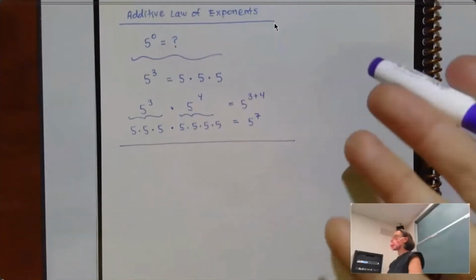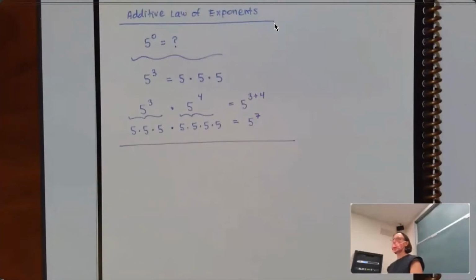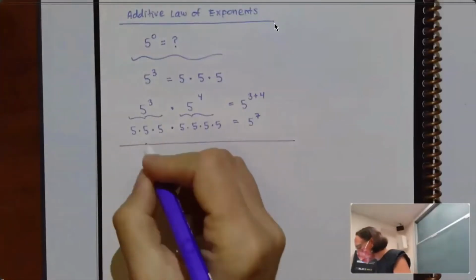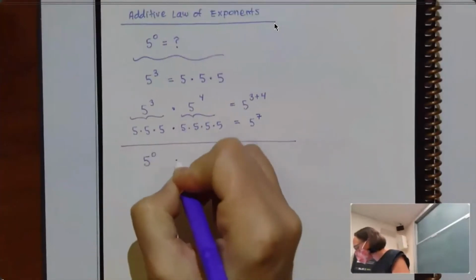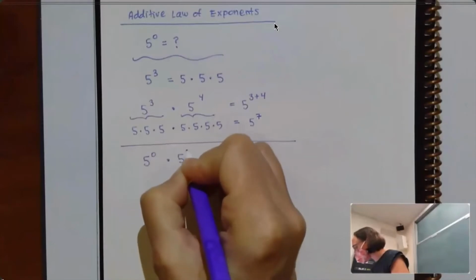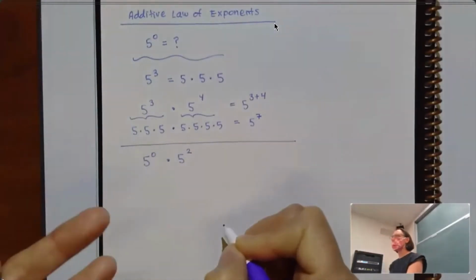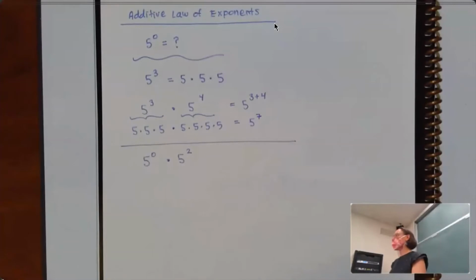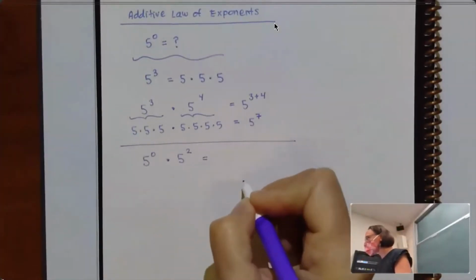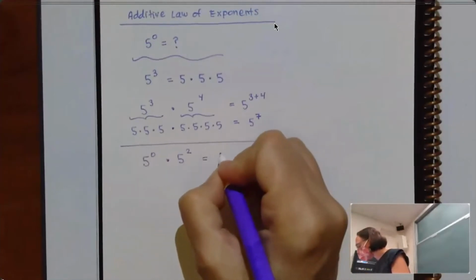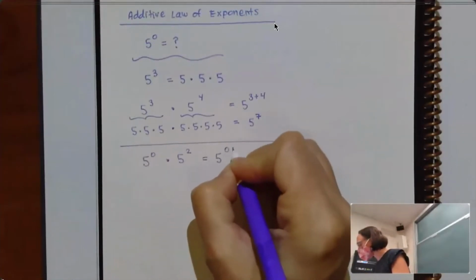They agreed that they wanted this additive law of exponents to work. So if we decide that we want that additive law of exponents to work, then we don't have a choice for what some of these other things mean. So if I write, for example, 5 to the 0 times 5 squared, or 5 raised to the second power, or 5 to the second, the additive law of exponents says this has to be 5 to the 0 plus 2.